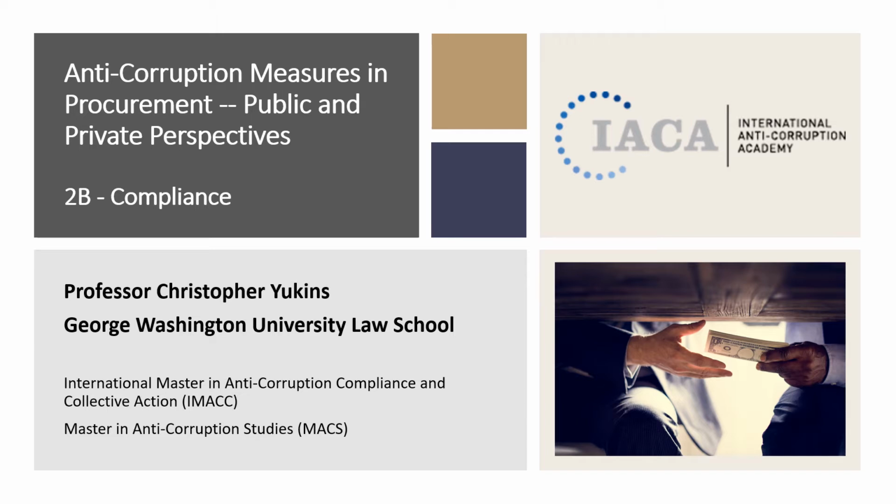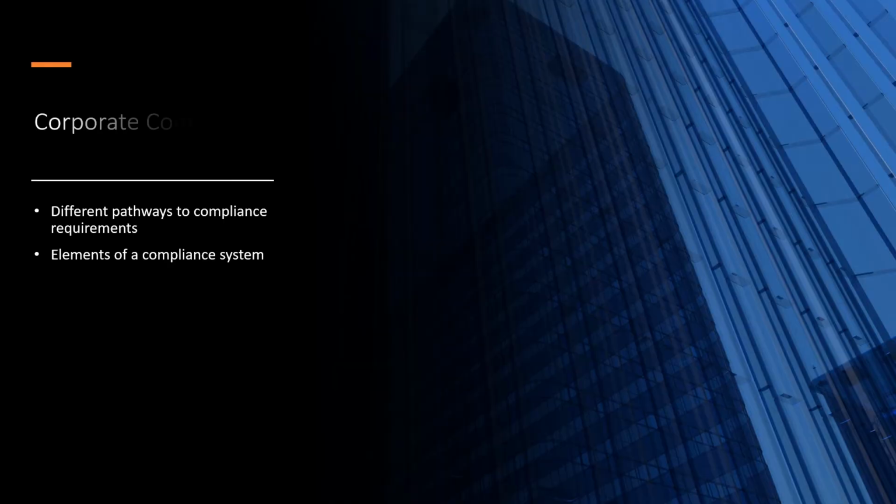This unit is Unit 2B, where we talk about compliance issues. This is a course sponsored by the International Anti-Corruption Academy. Again, thank you for joining us. In this unit, we'll be offering a first introduction to issues of compliance. We will be focusing on compliance issues primarily as they relate to contractors, to corporations, to vendors.